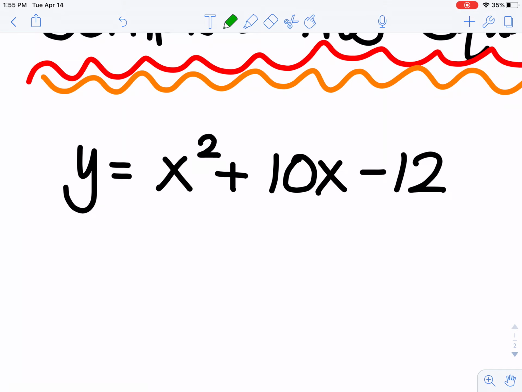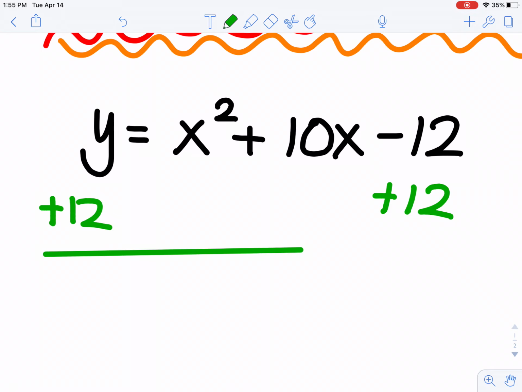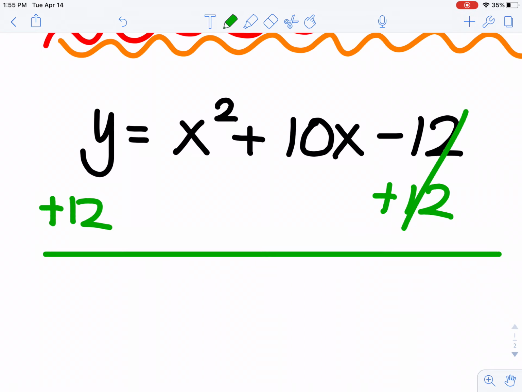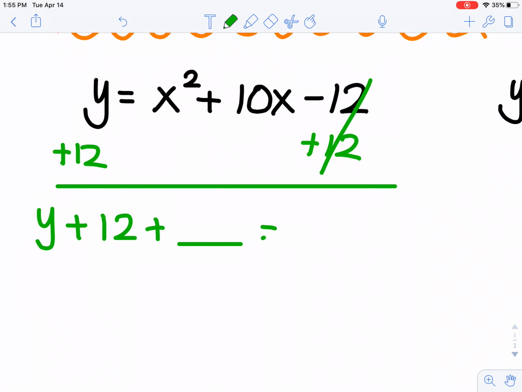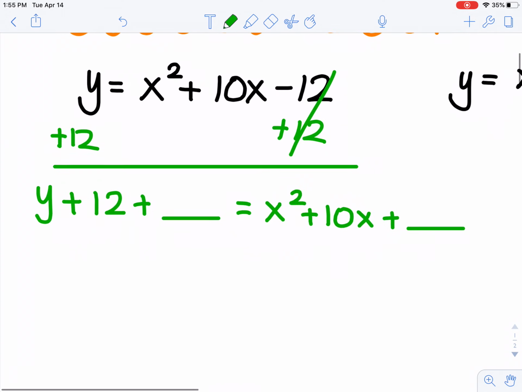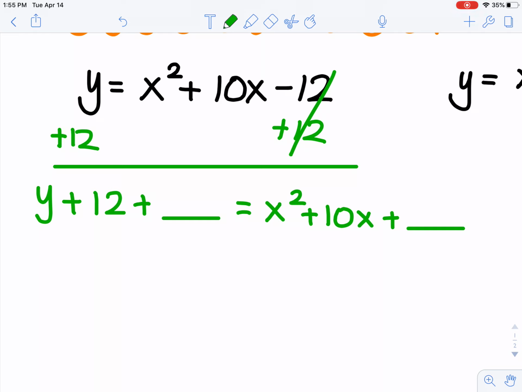So the first step in completing the square is to get the constant over to the left side. The constant's the plain number. So I am just moving that 12 over. It looks like this, y plus 12. And I'm going to do a blank space here because we are going to add in a number to both sides of the equation that will actually complete the square for us. So I should mention also that I just made this example up. It's not from your notes or anything.